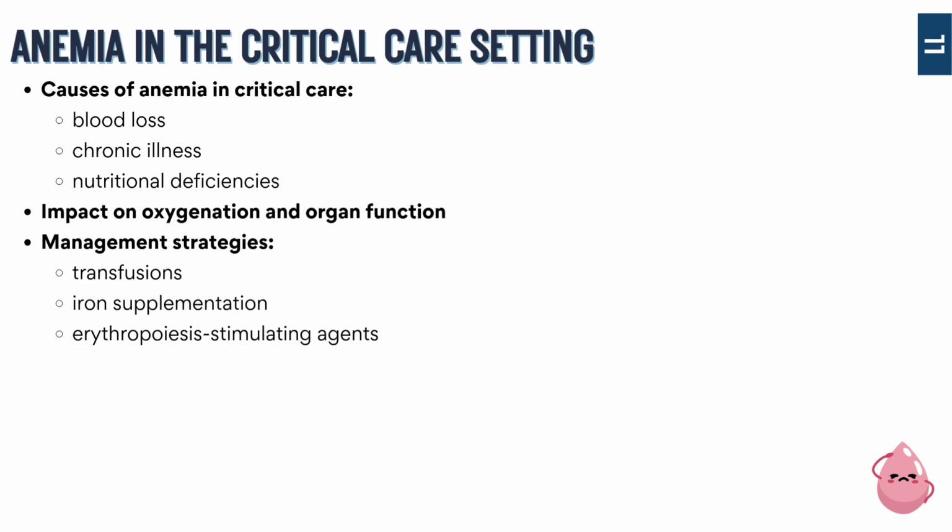So what are we going to do for these critically ill patients? We're going to talk about very similar treatments: blood transfusions, iron supplementation, and erythropoiesis-stimulating agents to stimulate red blood cell production.